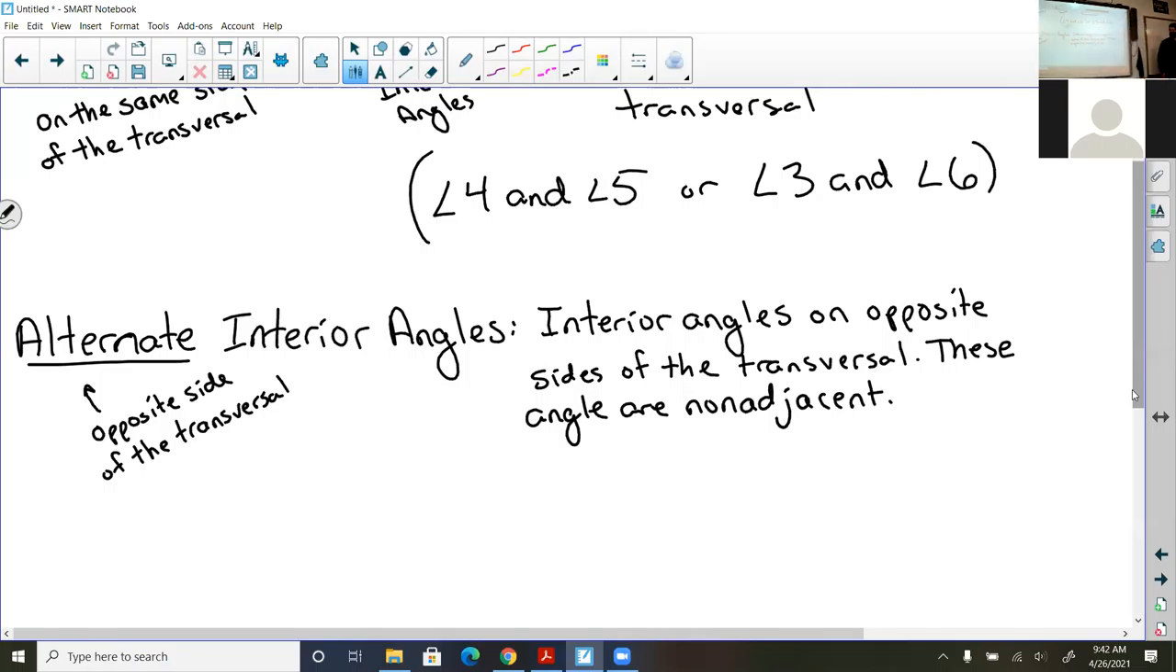Another thing about alternate interior angles is that they are non-adjacent. Non-adjacent means not next to each other. So not only do they have to be interior and on opposite sides of the transversal, but they also cannot be right next to each other, meaning they cannot share a ray or a side.